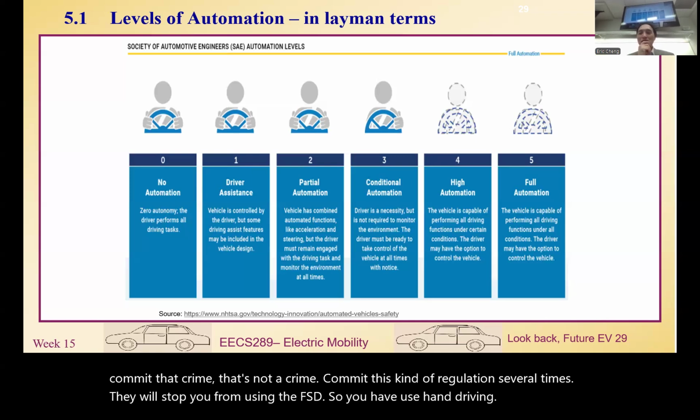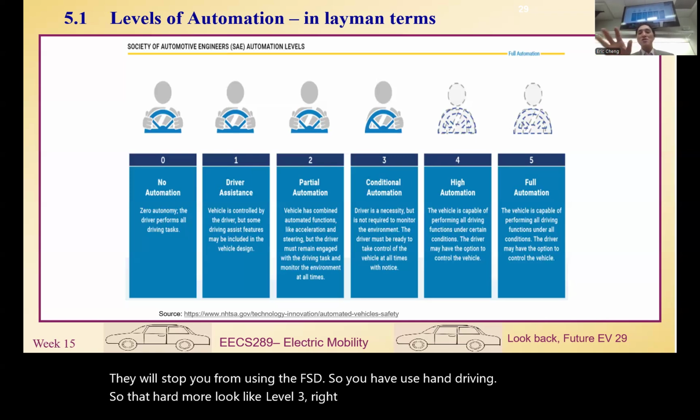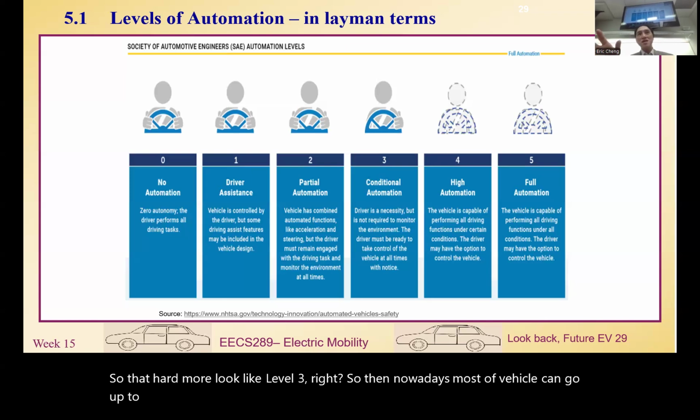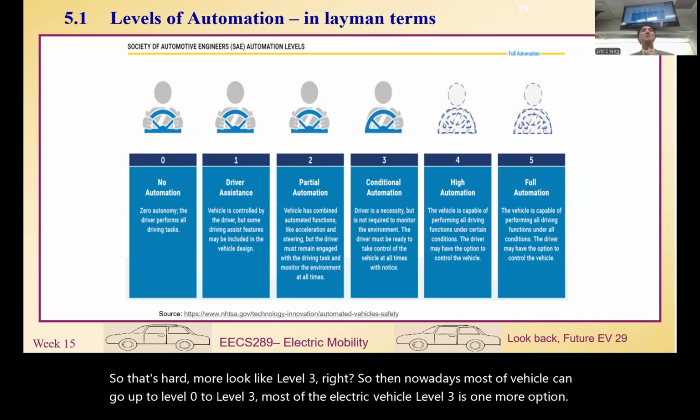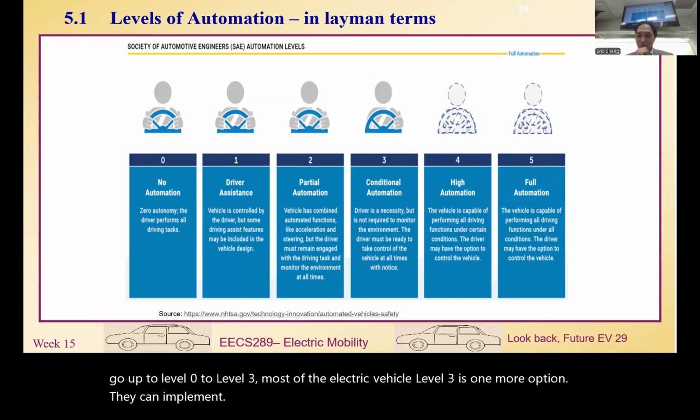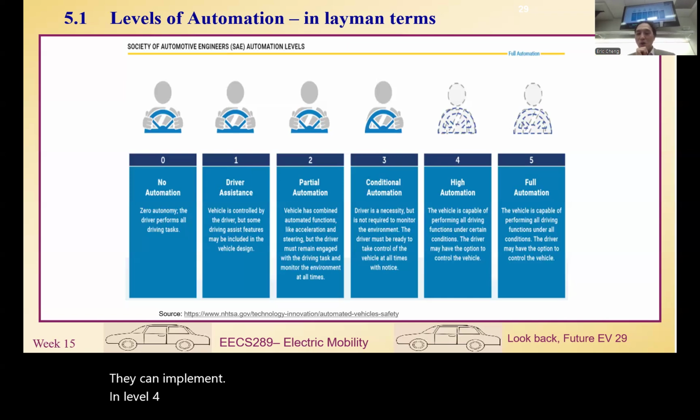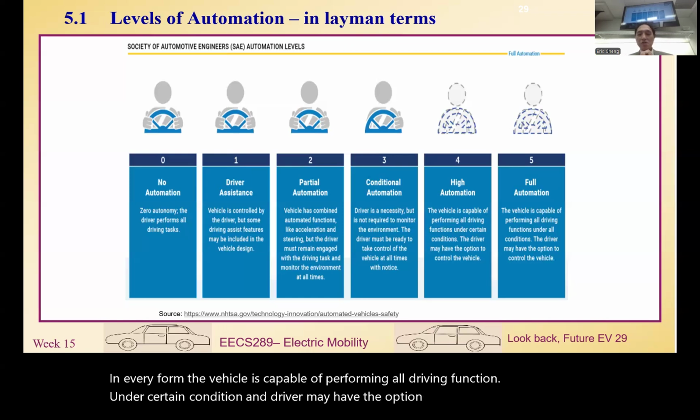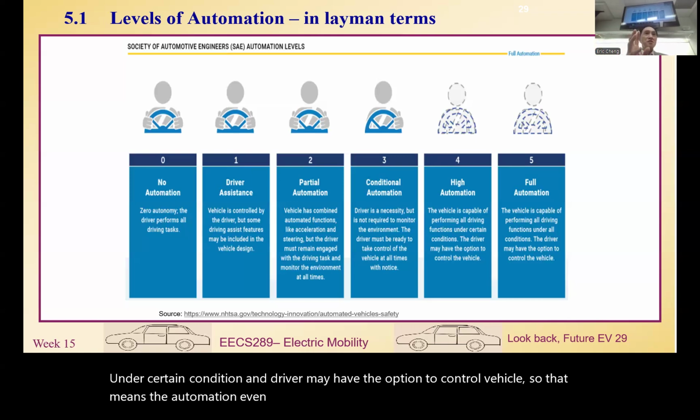So that looks more like level 3, right? Nowadays, most vehicles can go from level 0 up to level 3. For most electric vehicles, level 3 is one of the options they can implement now. In level 4, the vehicle is capable of performing all driving functions under certain conditions, and the driver may have the option to control the vehicle. So that means the automation is even higher. Level 3 is already really good. Level 4 will be even higher. But of course, most of the control will still be there.